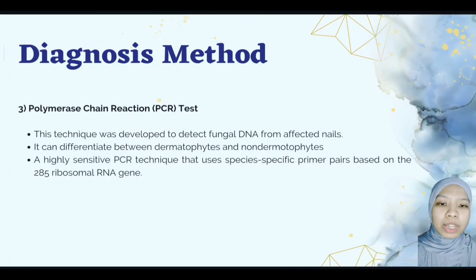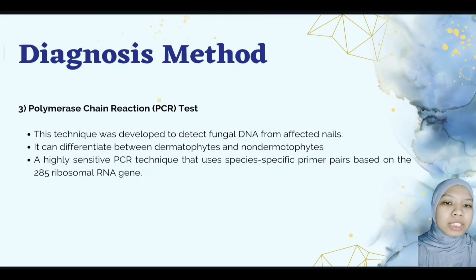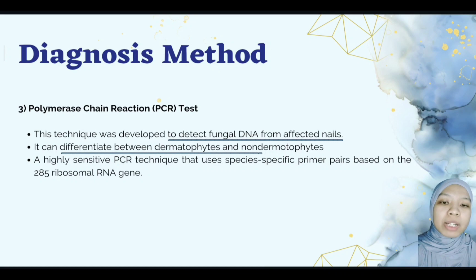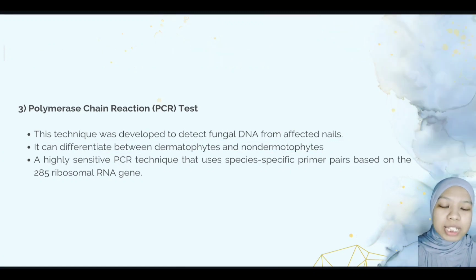Moving to the third method, the polymerase chain reaction PCR test. This technique detects fungal DNA from affected nails. It can differentiate between dermatophyte and non-dermatophyte molds. The PCR technique is highly sensitive and uses species-specific primer pairs based on 28S ribosomal RNA genes.